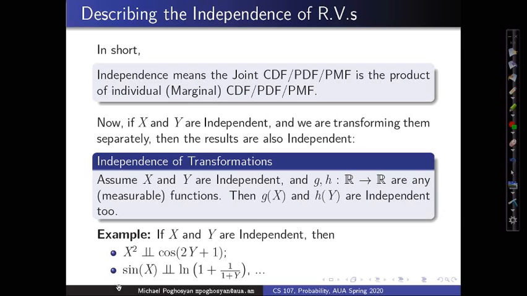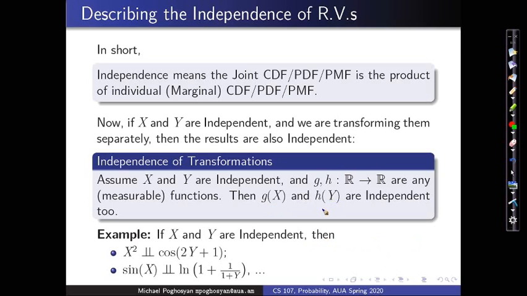independent. Or sine of x and logarithm of 1 plus 1 over 1 plus y are independent if x and y are independent. Even we can write the following. Say h can be the same as g. So if x and y are independent, then x squared and y squared will be independent too, etc. So you can apply any function to x and any function to y, and you will always obtain independent new random variables. So this random variable and that random variable are independent.